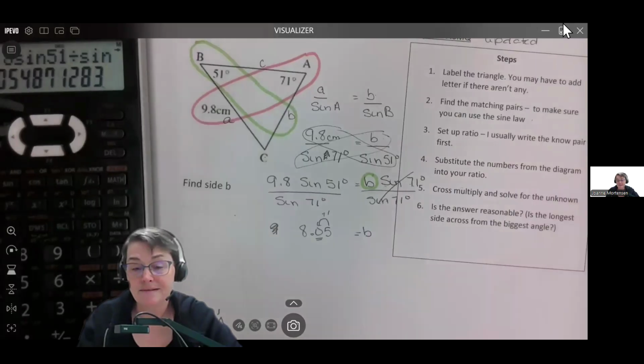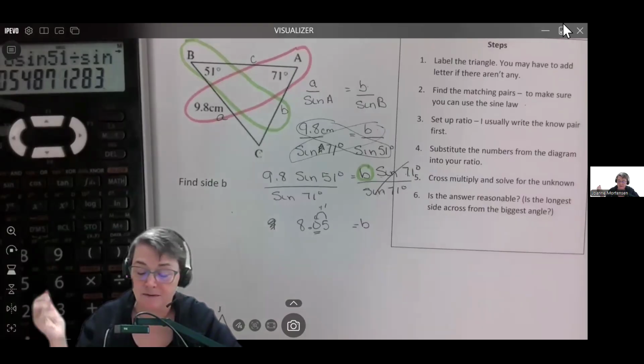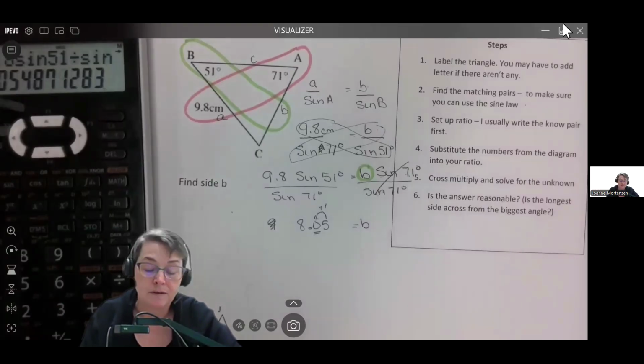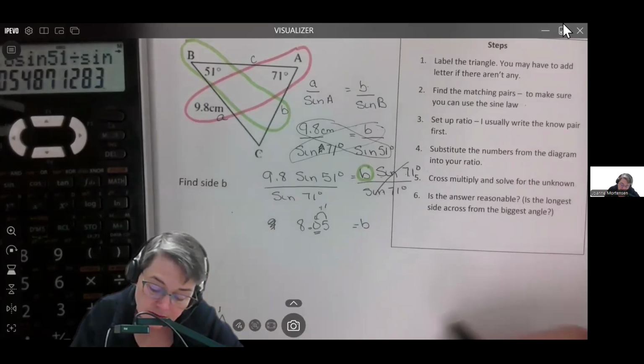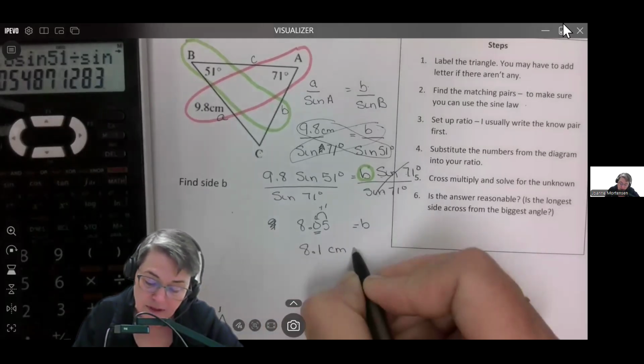On exams, and usually on assignments, I remember to say round to 1 decimal place, 2 decimal places, or whatever. But I didn't do that here, so I'm just going to make it like this one. So it's going to give me 8.1 centimeters is equal to B.